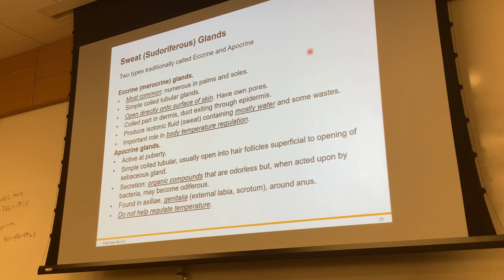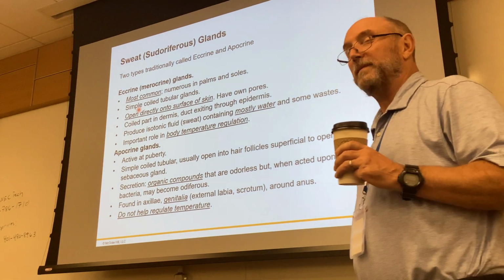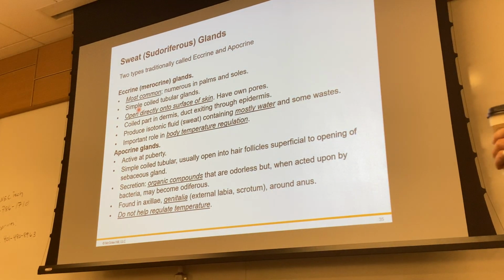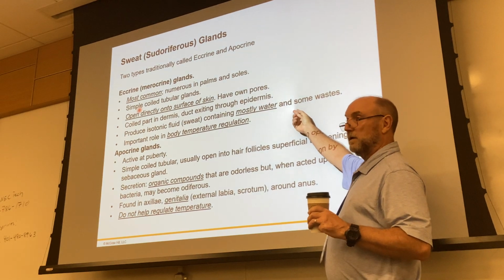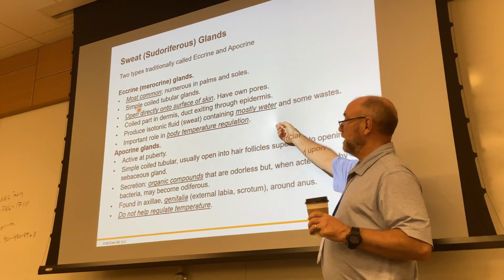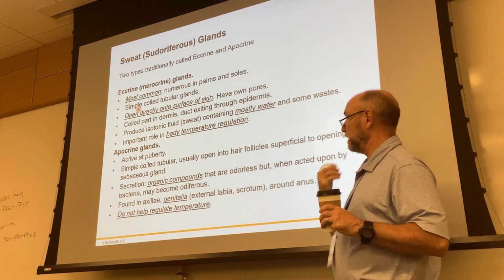Sudoriferous glands come in two major varieties here. They're eccrine and apocrine glands. The eccrine and apocrine glands are not the same. Okay. So first of all, the eccrine gland is most common. These are simple coiled tubular glands. That's something I probably won't ask about, but I definitely will ask about it opening directly onto the skin. It's going to be mostly containing water, and as a result, it's going to have an important role in body temperature regulation.